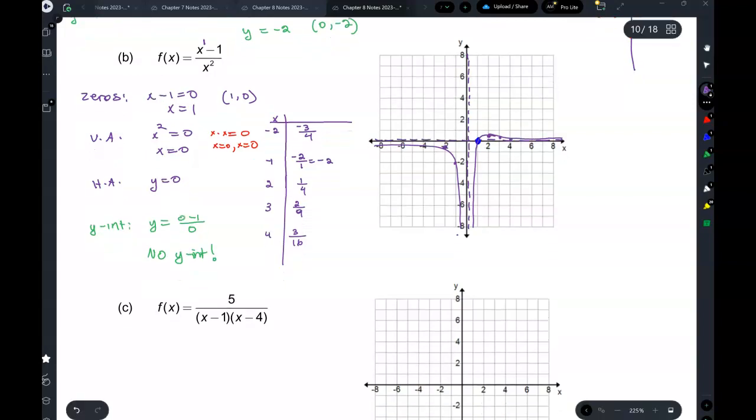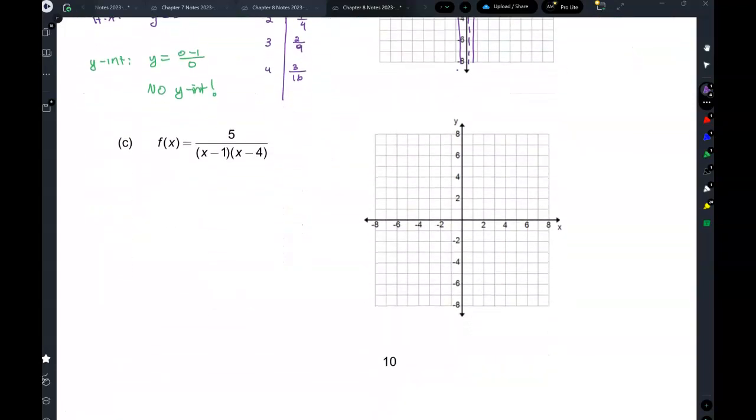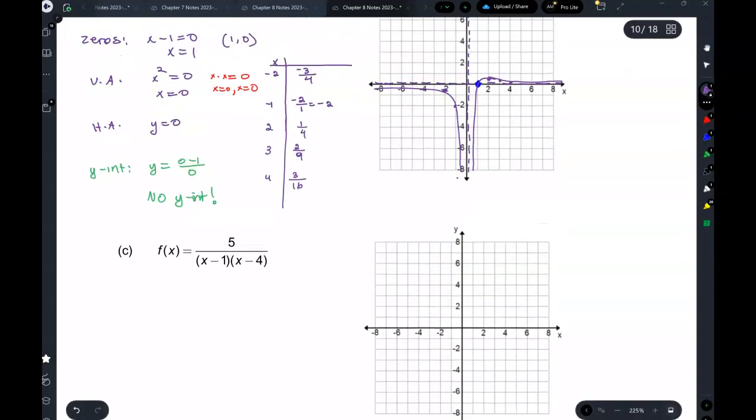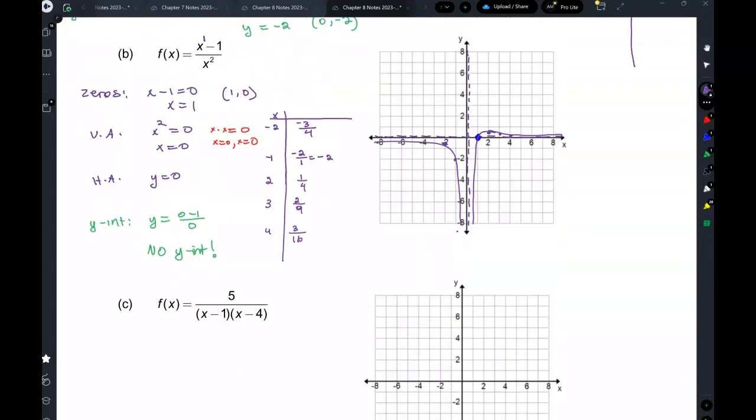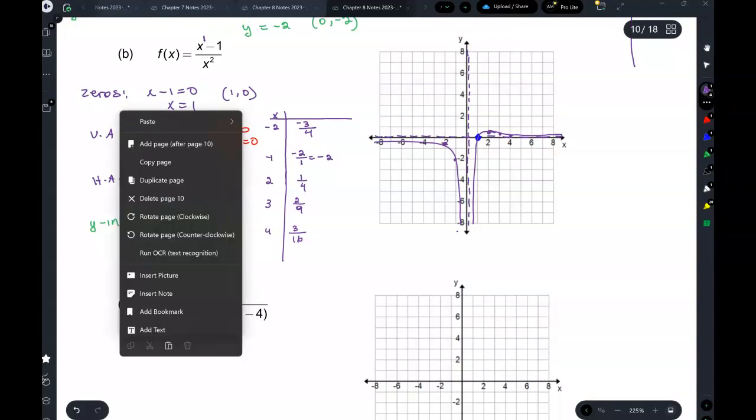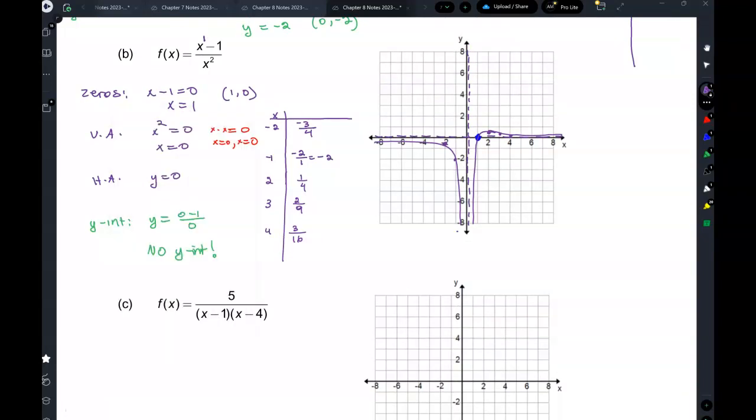Okay, take a look at this one. Now this one looks a little different. For that one, what would the domain be? The domain would be all real numbers, but x can't equal 0.